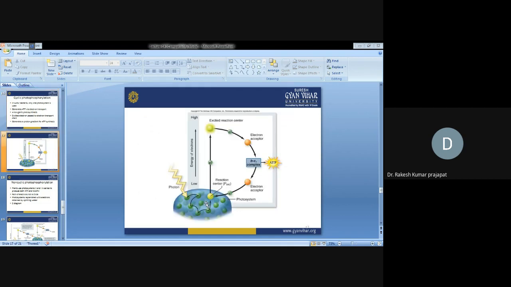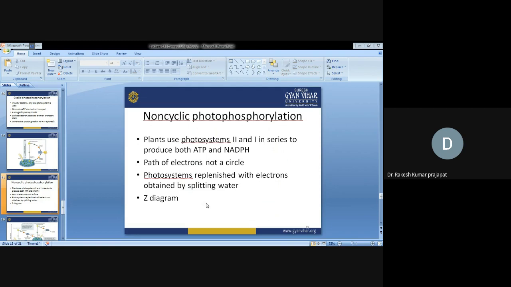Here is cyclic photophosphorylation, where we can clearly see photons are captured by different carotenoid pigments and passed to the reaction center. Then the reaction center gets excited and transfers the electron to the electron acceptor. At the cytochrome bc1 complex, ATP is synthesized. The electron gets recycled back to the chain. This is cyclic photophosphorylation.